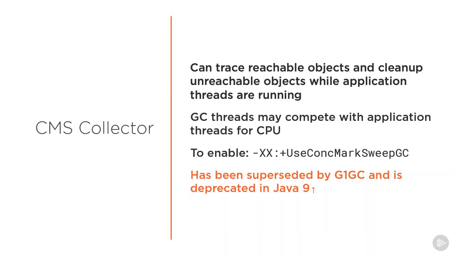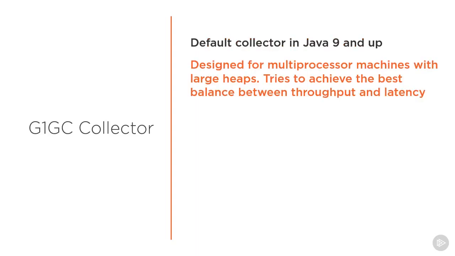from the JVM codebase. The garbage-first garbage collector, G1GC, is the replacement for the CMS collector, and is the default collector in Java 9 and above. It's designed for multiprocessor machines with large heaps, and it tries to achieve the best balance between latency and throughput. With G1GC, you can specify a goal for the maximum pause time you would want your application to encounter, and the collector will try to meet the requirement by trying to reclaim as much space as it can within the given constraints. G1GC is a mostly concurrent collector.